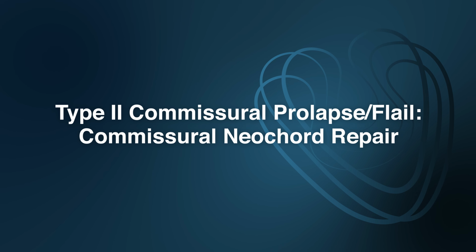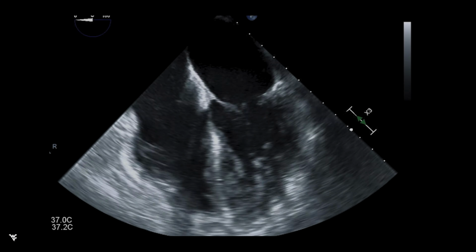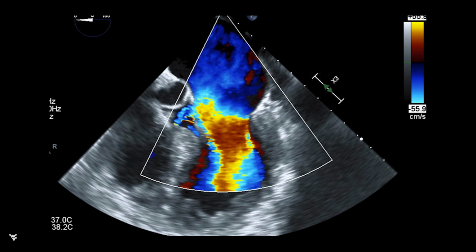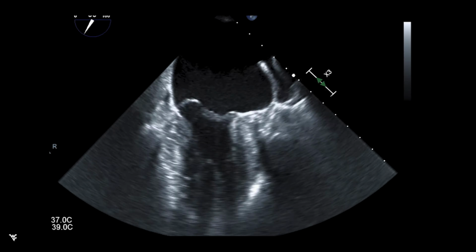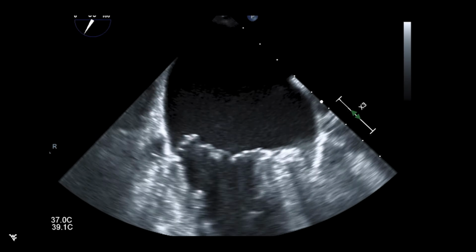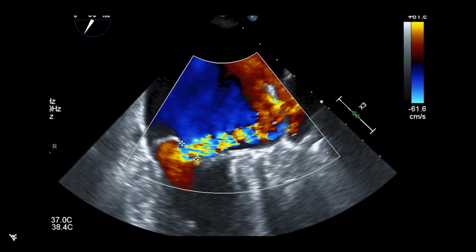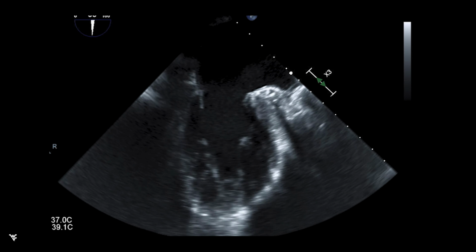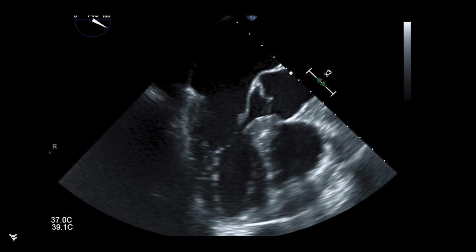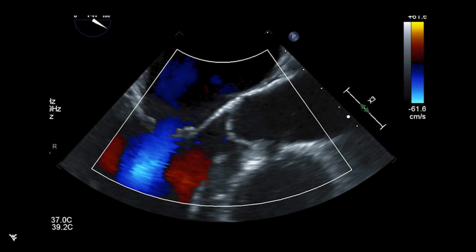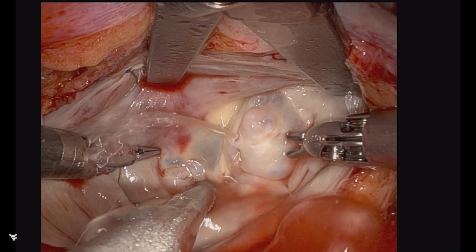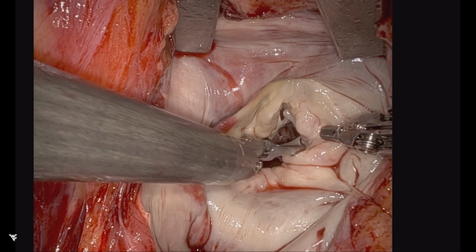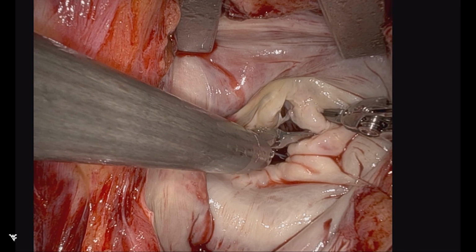Now, what about another case where we have commissural prolapse and flail? It's important to get the diagnosis correct by preoperative echo imaging, and sometimes this can be missed. It can be suspected to be posterior leaflet, but in fact, it is actually commissural, and this has to be done with a careful TEE image. 3D can assist by really looking at the jet direction, and if it crosses the coaptation point, one should start to suspect that even on 2D.